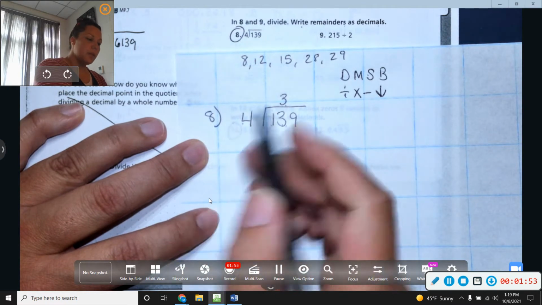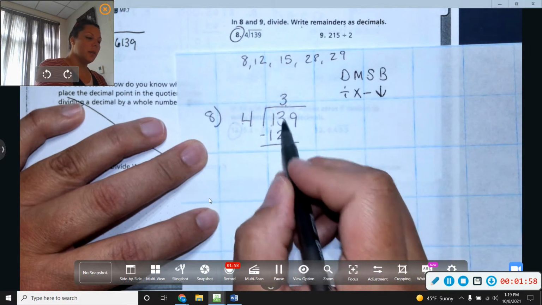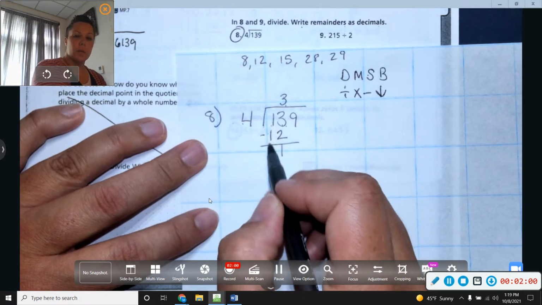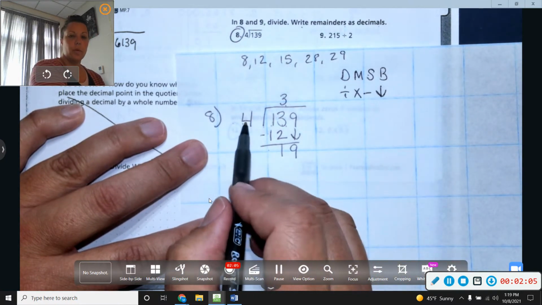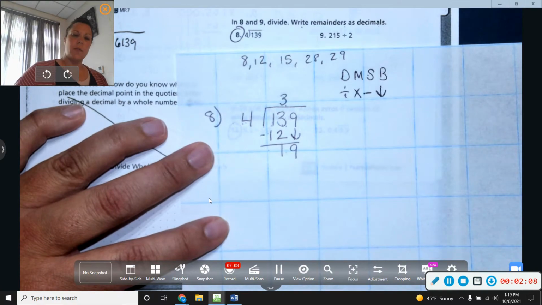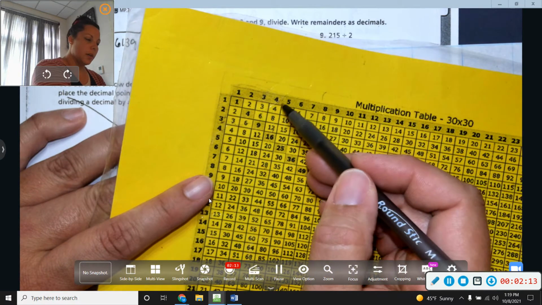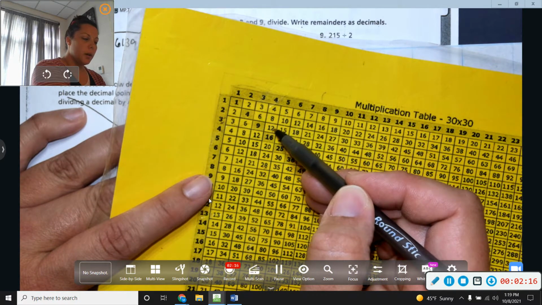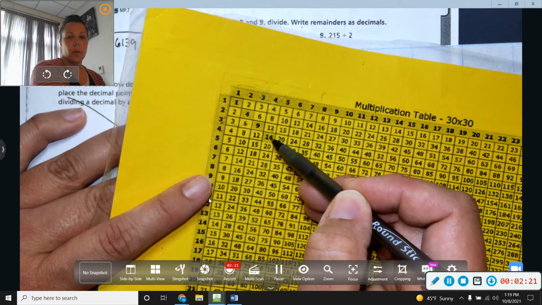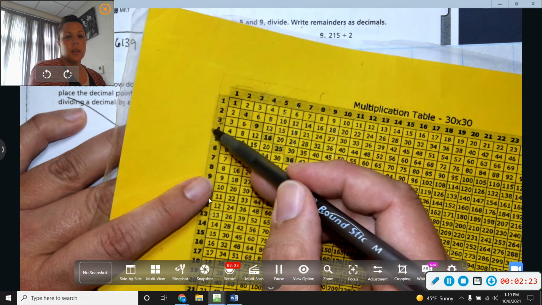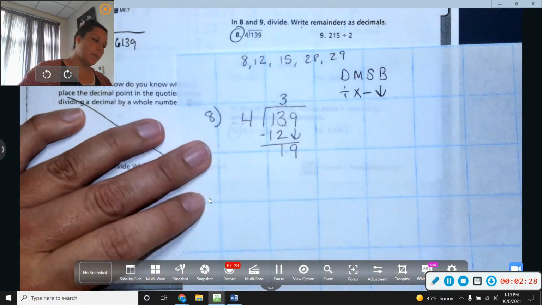3 times 4 is 12. Then I subtract. 3 minus 2 is 1. 1 minus 1 is 0. Now I bring down my 9. 4 goes into 19. If you're not sure how many times, grab your multiplication table, go down your 4 column until you get to a number close but not going over 19. Well, 20 is too far, so I have to go back up. So 16. 4 goes into 19 4 times.